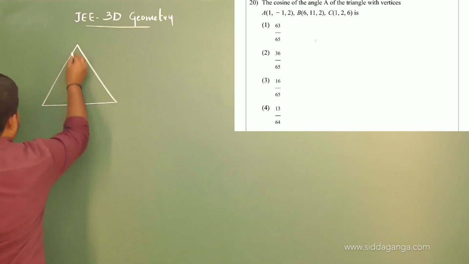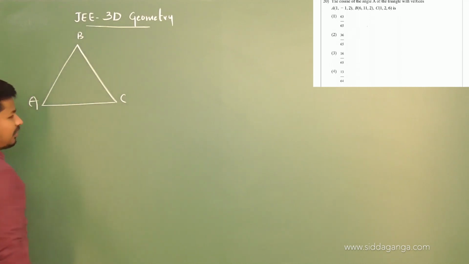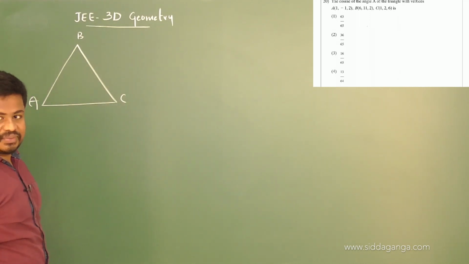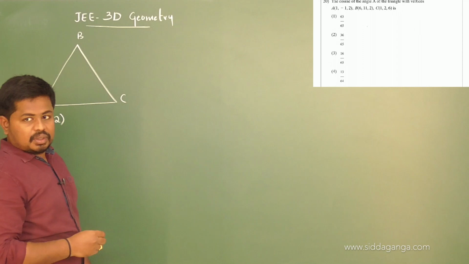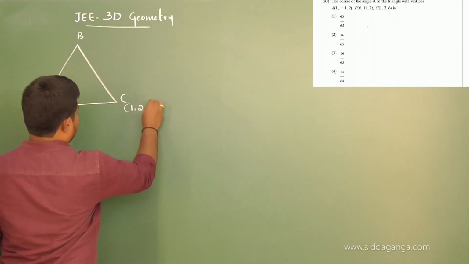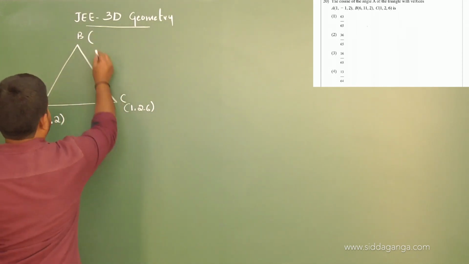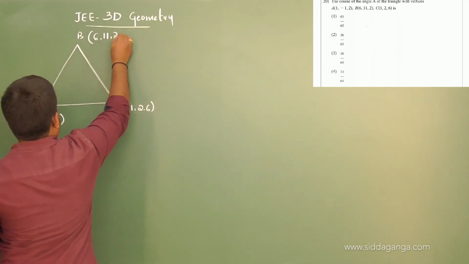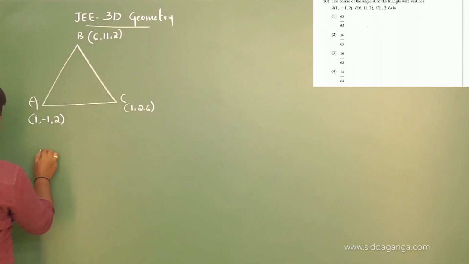You mean cos A. So let us draw a triangle. Let's take this one as angle A. This is B. This is C. Now A is a vertex with the coordinates 1, -1, 2, and C is 1, 2, 6. And B has the coordinates 6, 11, 2. So in this case, we have to find the cosine of the angle A, that is, cos A.